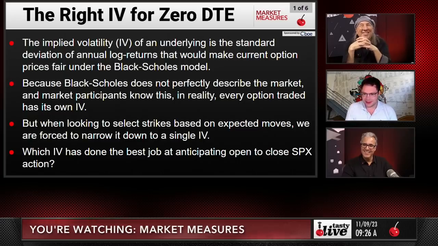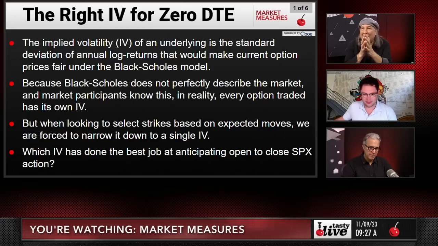You're the best. The implied volatility of the underlying is the standard deviation of annual log returns that would make current option prices fair under a Black-Scholes model. Because Black-Scholes does not perfectly describe the market, and market participants know this, in reality, every option traded has its own implied volatility. But when looking to select strikes based on expected moves, we are forced to narrow it down to a single implied volatility.